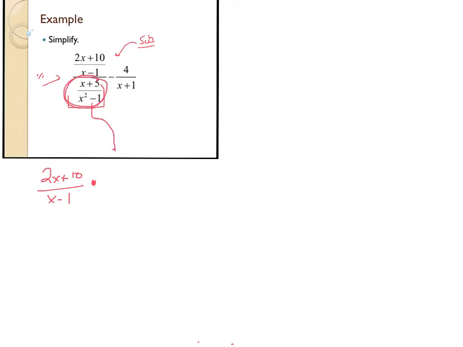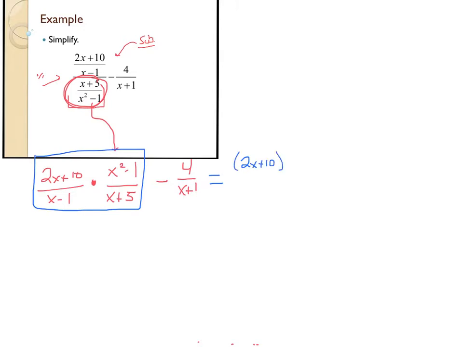So the reciprocal of the denominator is going to be x squared minus 1 all over x plus 5. And then we're going to subtract the 4 over x plus 1. So once again, because we are now multiplying, this has to happen first. So that's going to equal, and I'm going to go ahead and factor. We have 2x plus 10 all over x minus 1 times x minus 1, it's a difference of two squares, x plus 1 all over x plus 5.